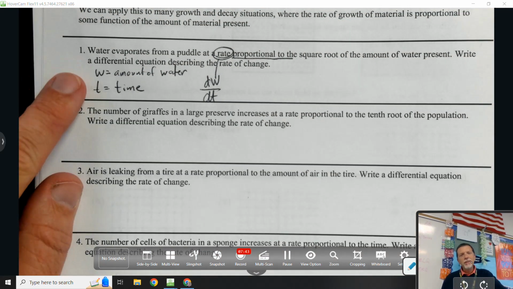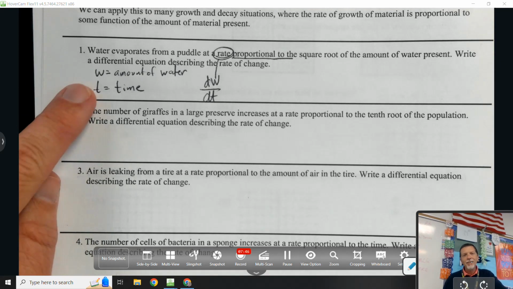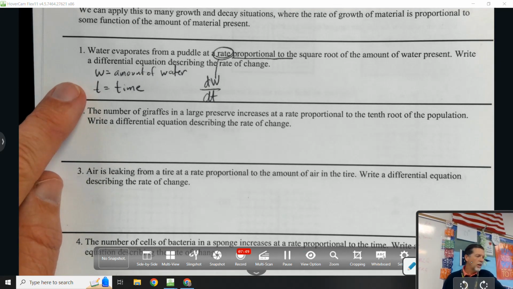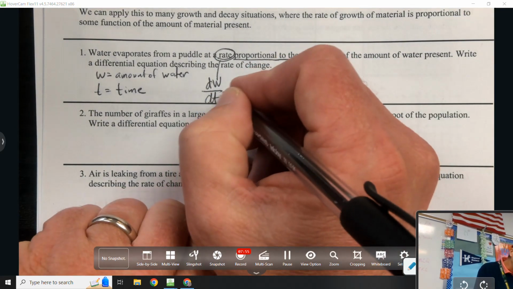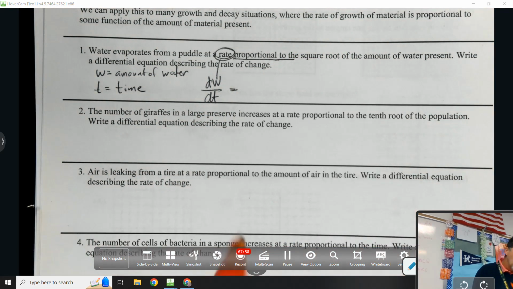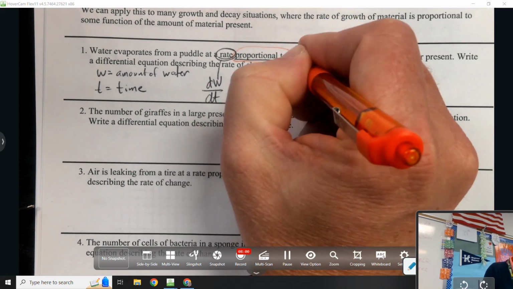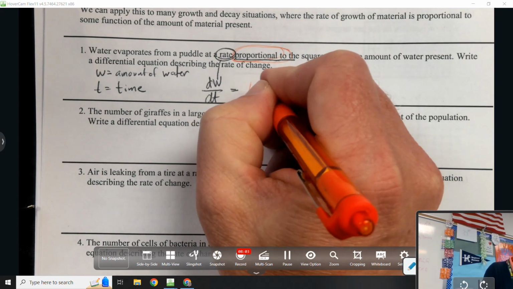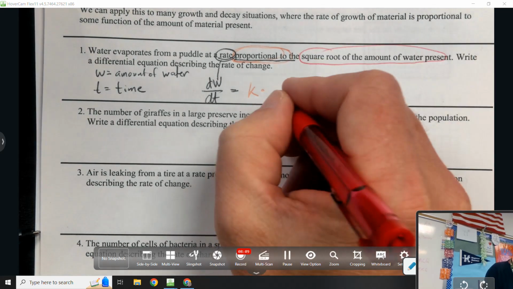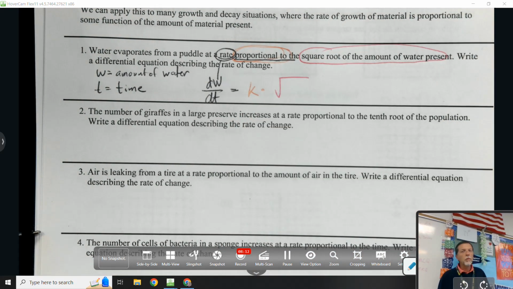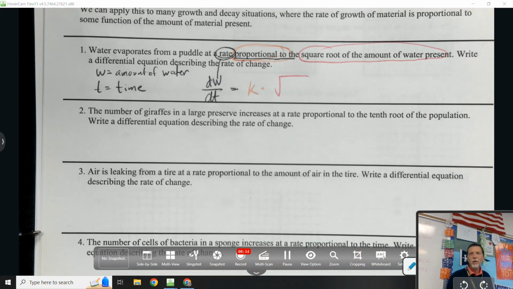After a few of these, you're probably going to stop writing what your variables mean because it's going to be kind of obvious. But for the first few, we'll make it really clear. So that's how the water rate is changing, is proportional to, so that means K times the square root of the amount of water. So the square root of what? Which variable goes under the square root for this one? W. And that's all number 1 through 5 wants us to do.